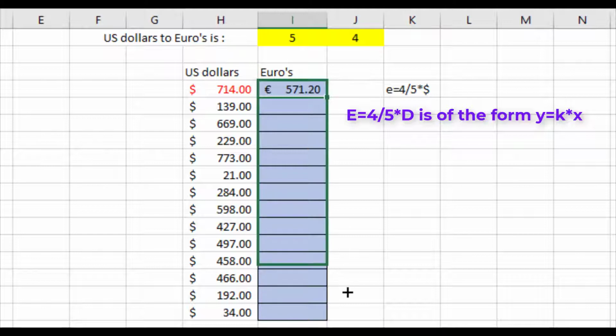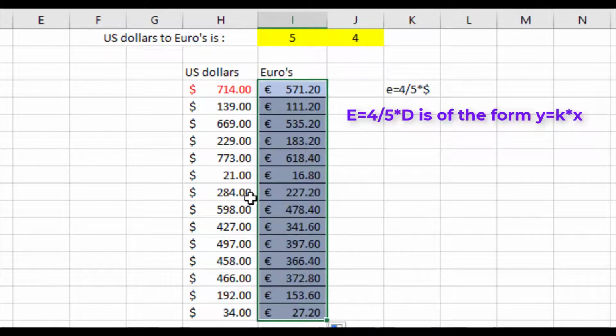Now I can just drag it down. And so this is how it's going to work. You're not going to sit there and cross multiply and divide every time you might make a conversion. That's why this basic formula y equals kx, where k is the constant of proportionality, can be useful.